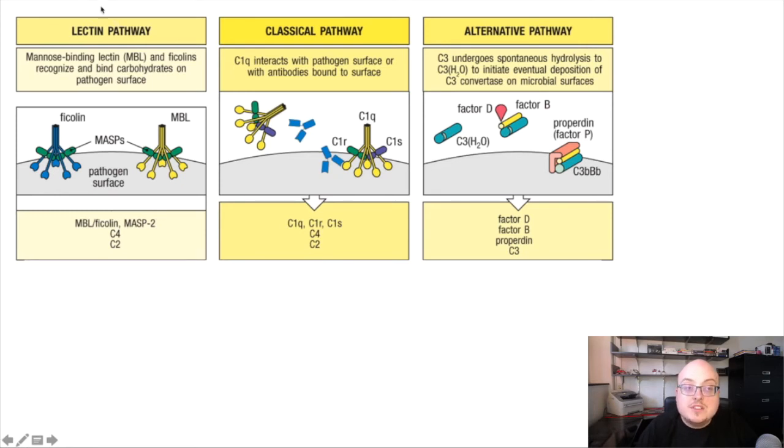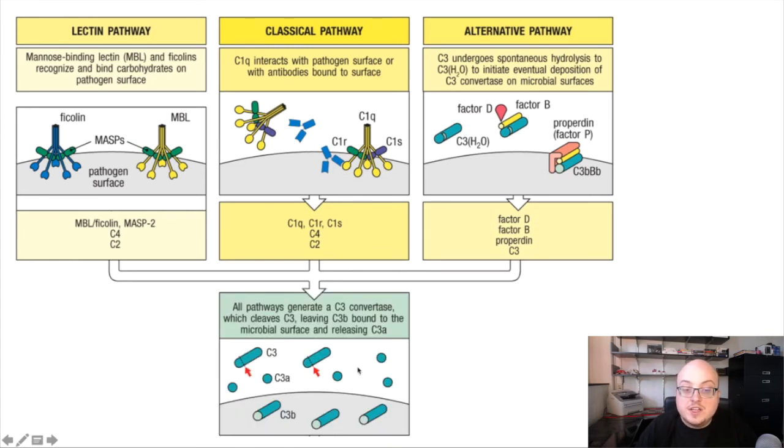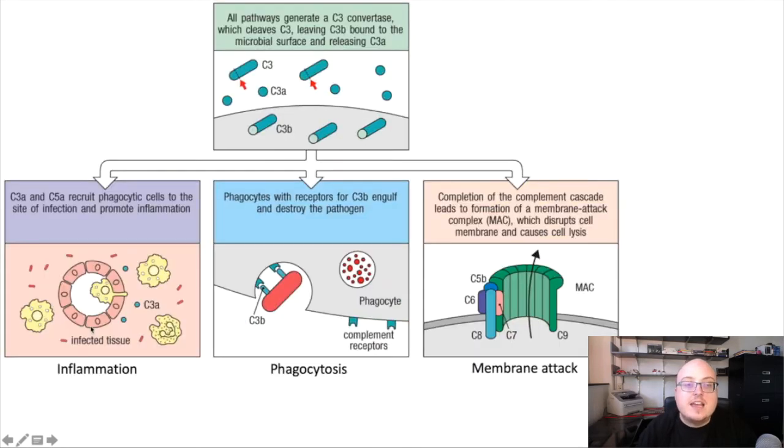But ultimately, whether we start with lectin, classical, or alternative, they all converge, as I've said, on the formation of a C3 convertase. And the function of a C3 convertase is to take a molecule called C3 and to proteolytically cleave it into two subunits, C3a and C3b. These two subunits, C3a and C3b, will then go on to initiate the signaling that results in the effector mechanisms of complement. All complement pathways converge on cleavage of C3, and C3a and C3b, the products of that cleavage, go on to either promote inflammation in the tissue, phagocytosis through opsonization, or the formation of this neat structure called the membrane attack complex.